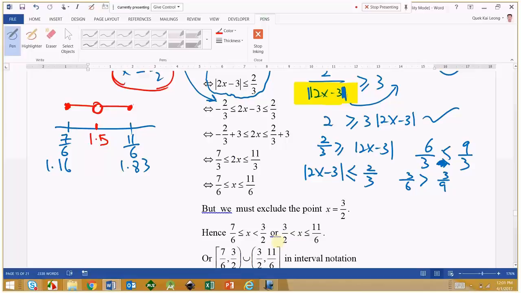Okay. So just be careful. If you have a fraction, always check for divide by 0 and exclude the answer. If the value that gives divide by 0 is part of the answer you have found earlier on, you have to exclude it from your answer.